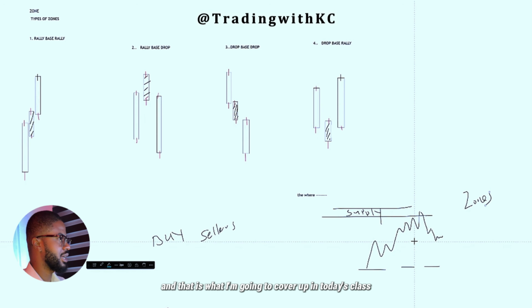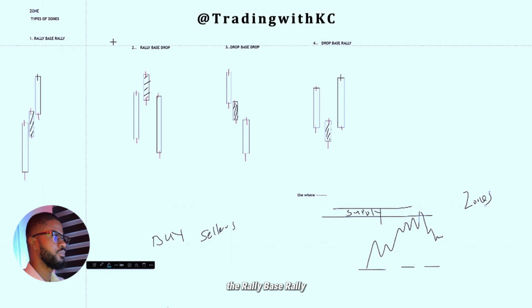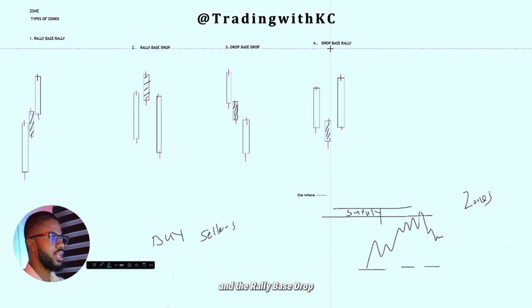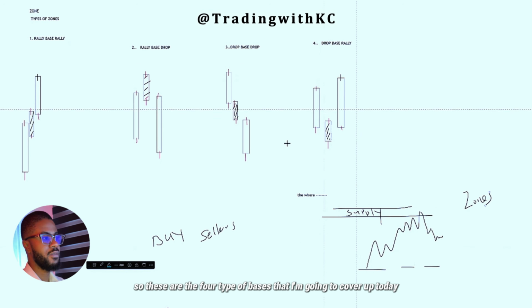That is what I'm going to cover in today's class. In today's class, I'm going to give reference to 4 types of zone. That is, area of interest 2.0 will cover 4 types of zone, and they are simply called the rally-base-rally, the drop-base-drop, the drop-base-rally, and the rally-base-drop. Rally-base-rally, rally-base-drop, drop-base-drop, and drop-base-rally. So these are the 4 types of bases that I'm going to cover today.